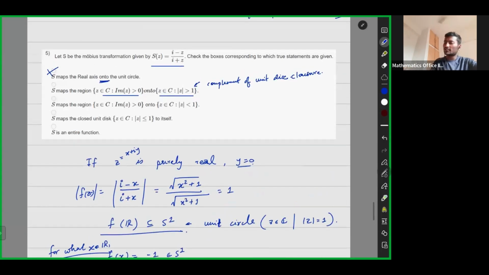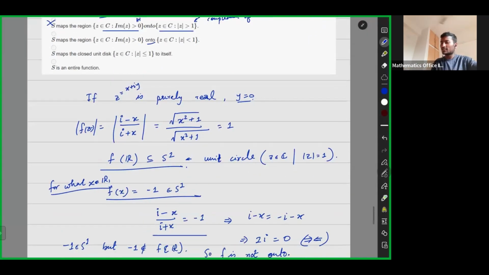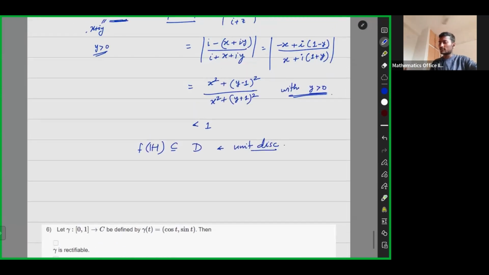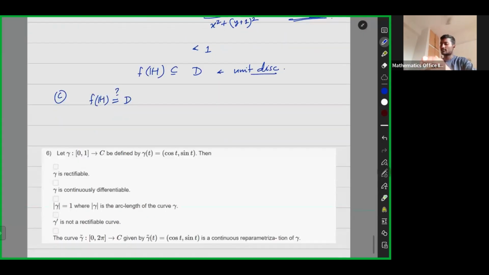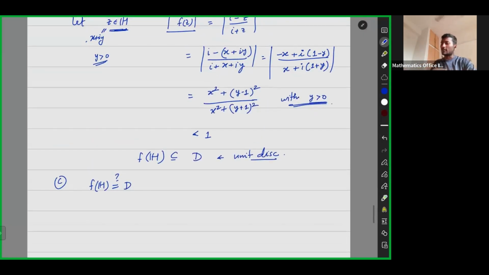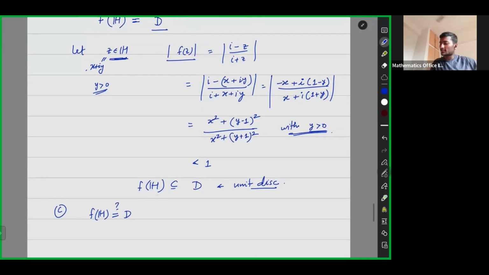So part B, which was saying that the upper plane H goes to the complement of the unit disk, is wrong. Now a similar question is part C. The question is onto. One thing is clear: the upper plane is going inside the unit disk. Is this onto also? Part C is: f of H is equal to D. One thing is clear, f of H is contained inside D.